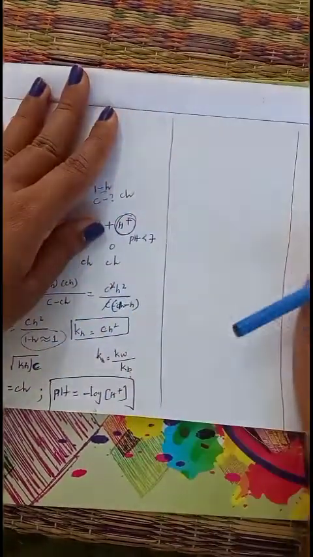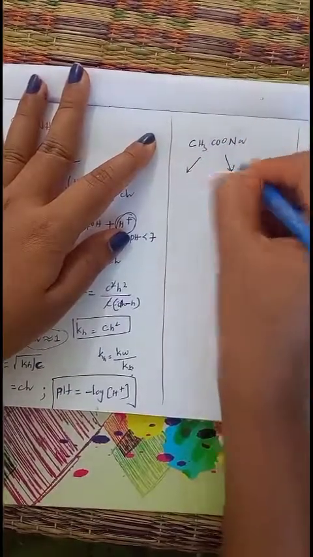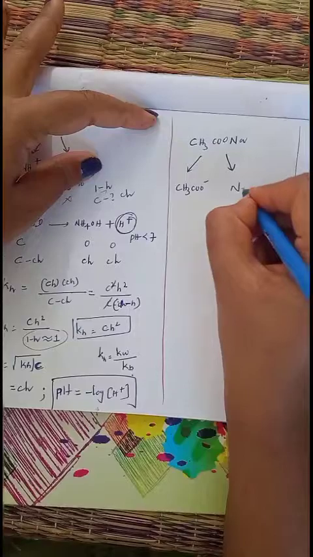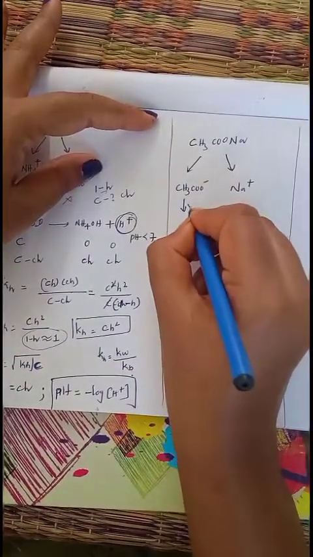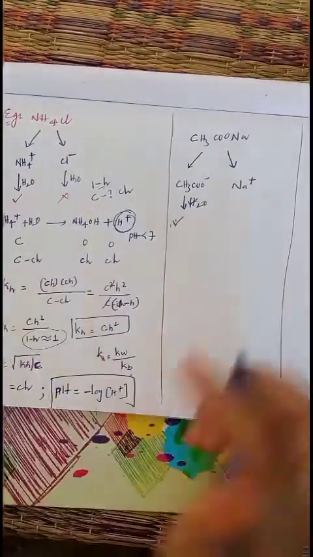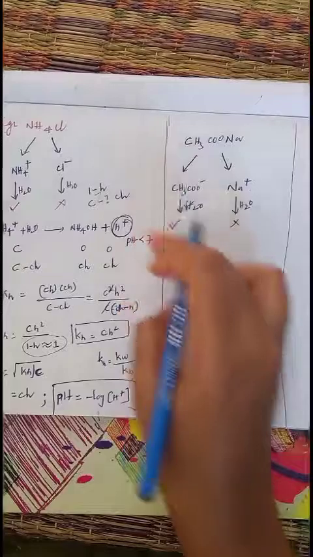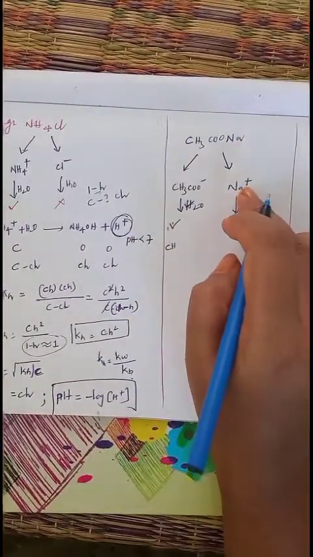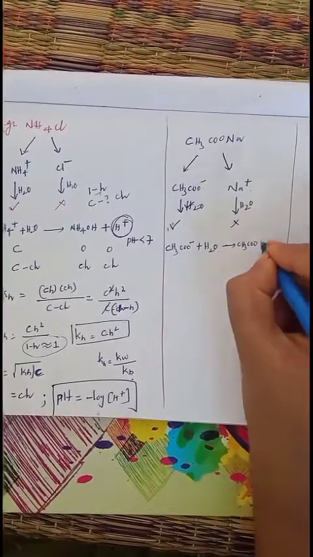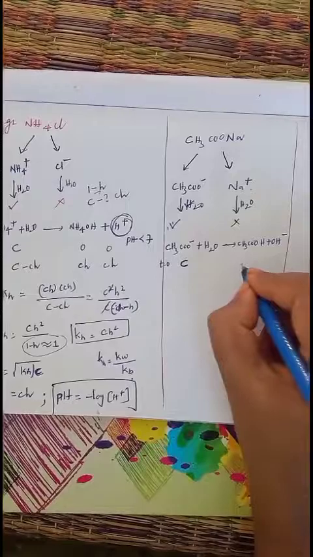Now I am taking one more, that is CH3COONa. The CH3COONa can dissociate and give two ions, that is CH3COO minus and Na plus. Okay, so when it is dissolved in water, it can undergo hydrolysis because it is obtained from a weak acid, that is CH3COOH. I have given a list, from that you can check. Na plus, when water is added, does not undergo hydrolysis because it is from a strong base. Then take only the weak acid part, CH3COO minus, which when added to H2O converts to CH3COOH plus OH minus.